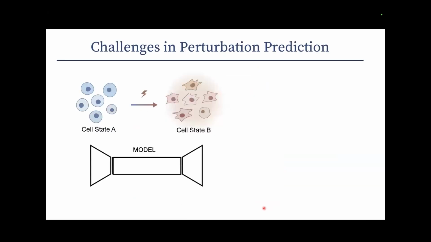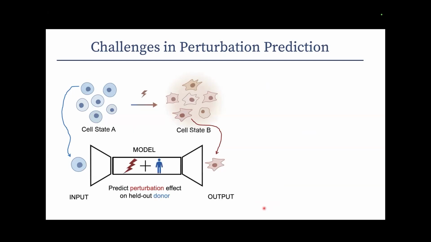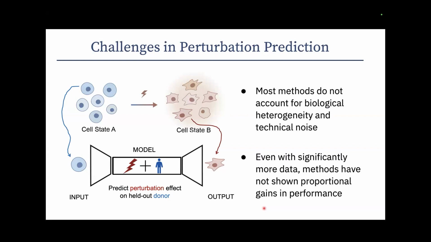All right, so again, this is not something that is new. This has also been studied in the past. A lot of existing models will take one cell at a time from each of these two distributions. You have your input cell distribution and your output distribution, and they try to learn a model that can predict perturbation effect conditioned on the specific donor or the specific cell type, however you're defining context. But what we found is that a lot of these models are not able to perform very well and will often not outperform simple baselines.